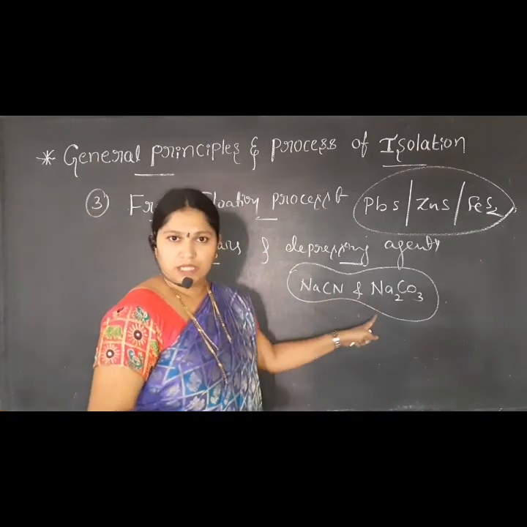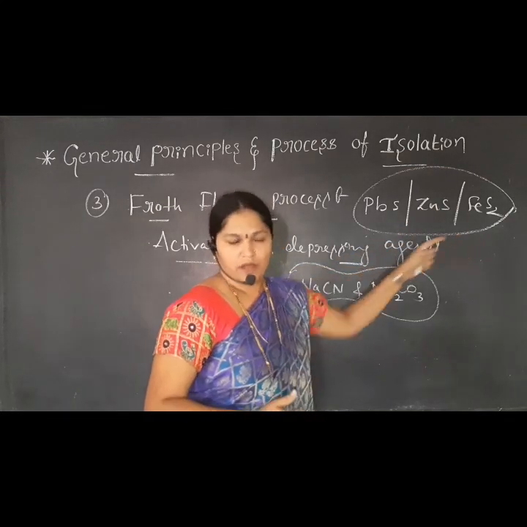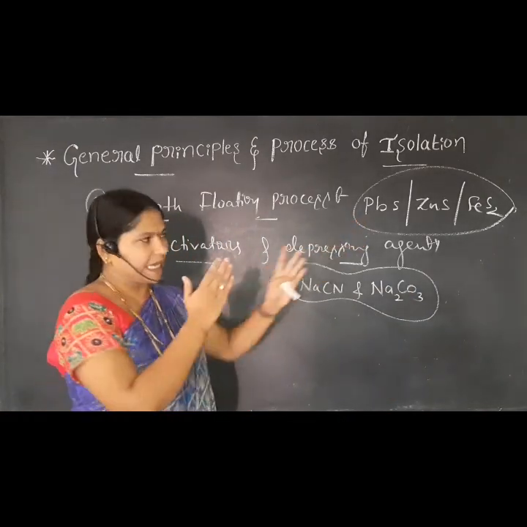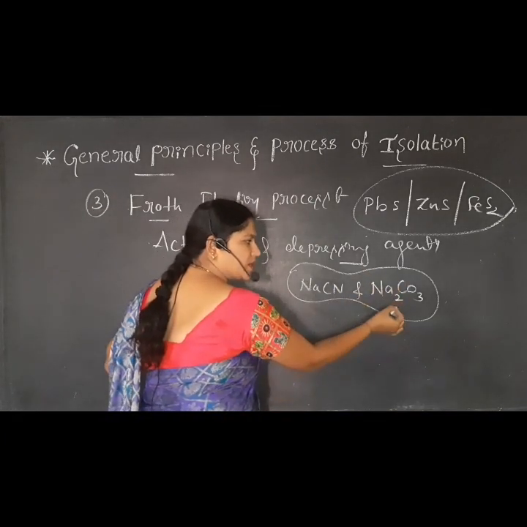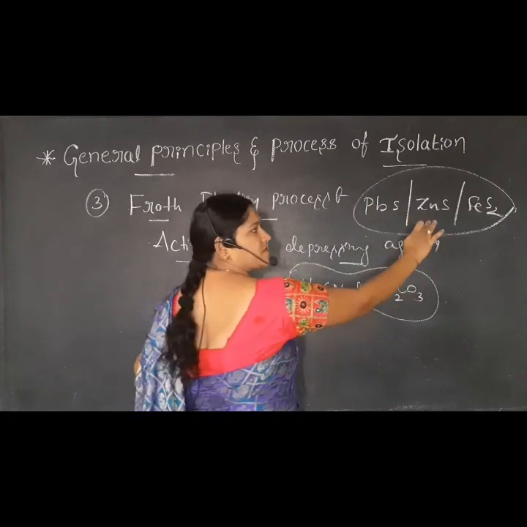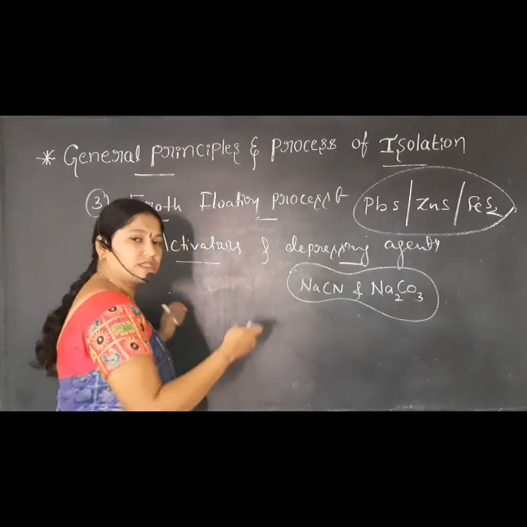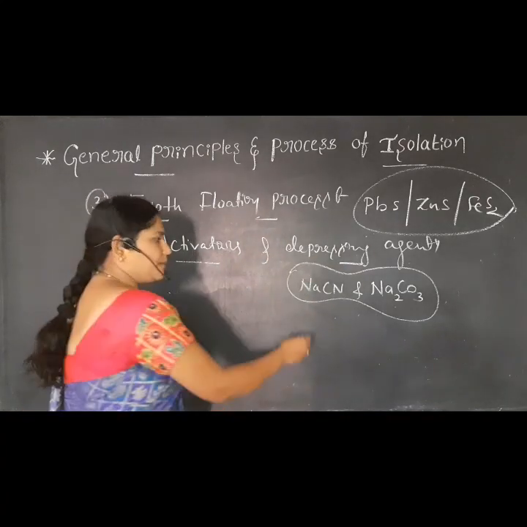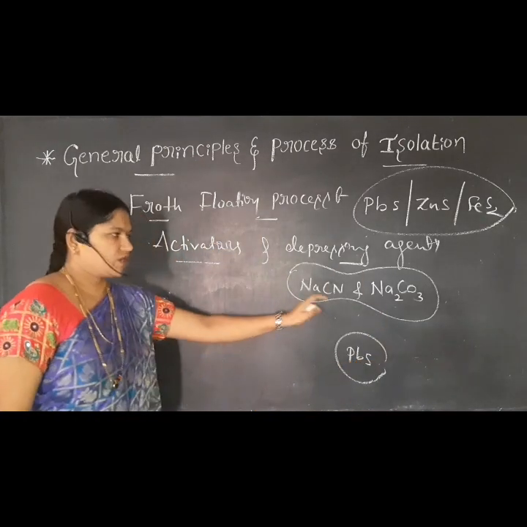ಹಾಗಾದ್ರೆ ಇದೆರಡನ್ನ ಆಡ್ ಮಾಡೋದ್ರಿಂದ it acts as a depressant for ZnS and FeS2. ಓನ್ಲಿ we are going to get PbS in the froth. ಓಕೆನಾ, by the addition of sodium cyanide and sodium carbonate, it acts as a depressing agent which reduces the activity of ZnS and FeS2 and allows only PbS in the froth. This is how we can separate PbS from ZnS and FeS2. Now PbS only we get, okay, PbS is extracted by the addition of these two.